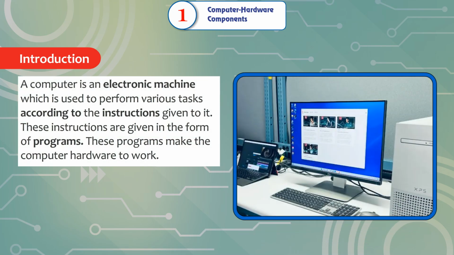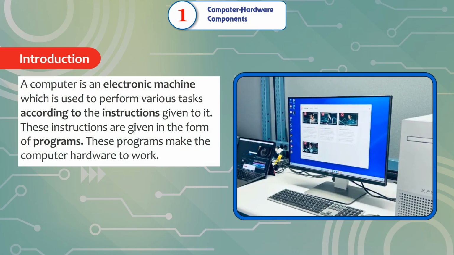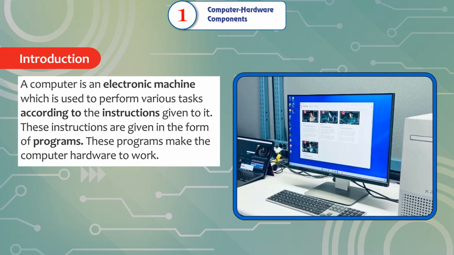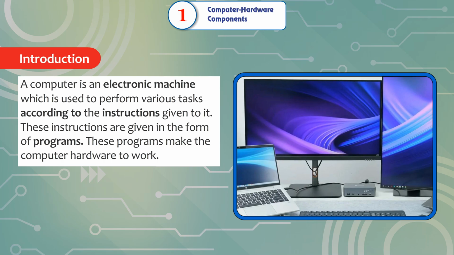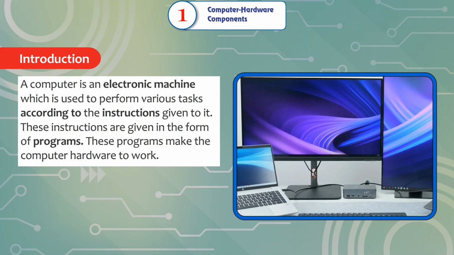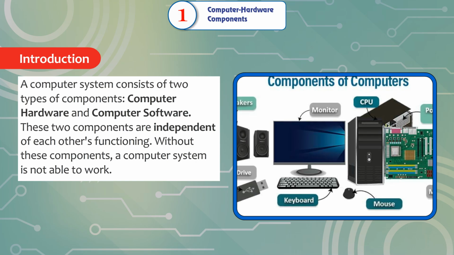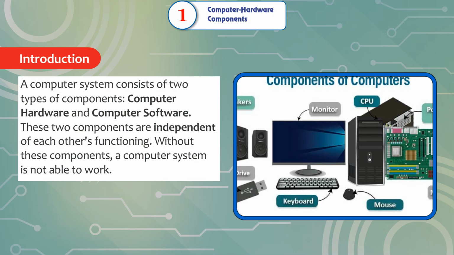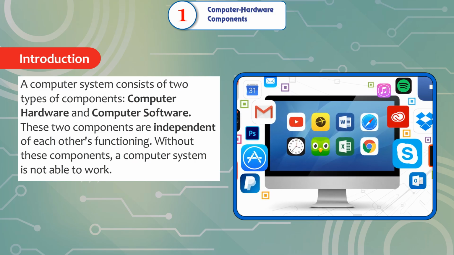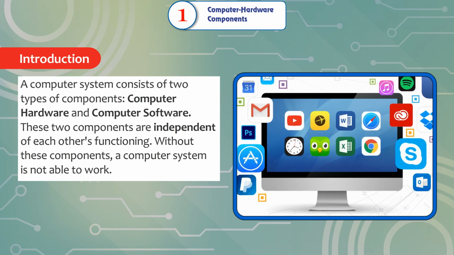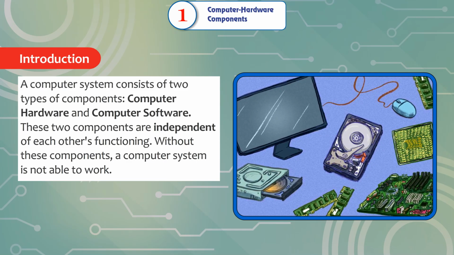Introduction. A computer is an electronic machine which is used to perform various tasks according to the instructions given to it. These instructions are given in the form of programs. These programs make the computer hardware work. A computer system consists of two types of components: computer hardware and computer software. These two components are dependent on each other's functioning. Without these components, a computer system is not able to work.